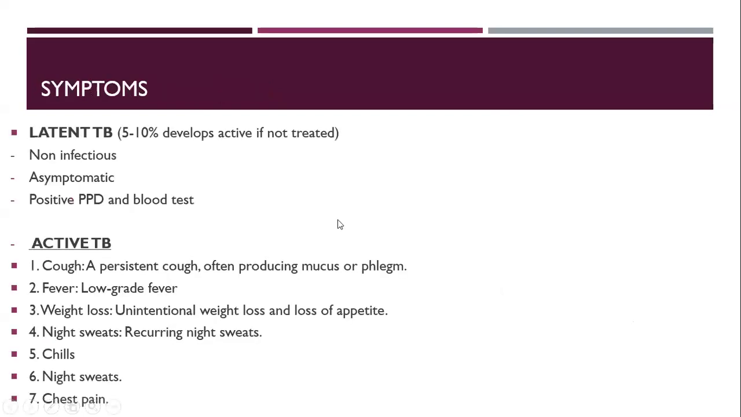Good. So, symptoms of tuberculosis. We have one, latent TB. Five to 10% develop active TB if not treated. It means that if you get latent TB, for example, you have a strong immune system. If they check you and you fall under latent TB and you don't treat it, it can still progress to active, but usually it is rare. At least 5 to 10% of cases of latent TB progress to active. Most of the time they don't progress.